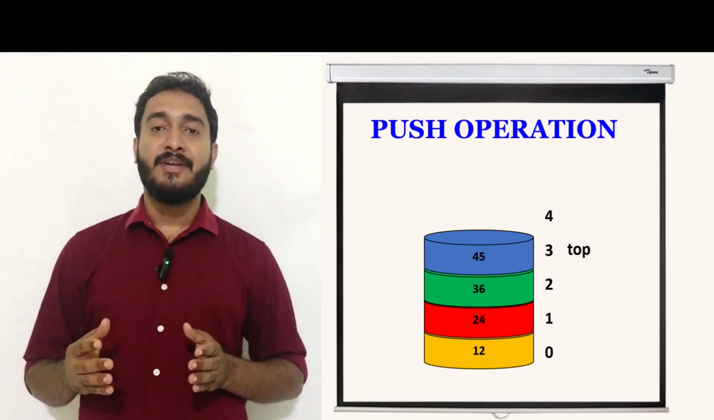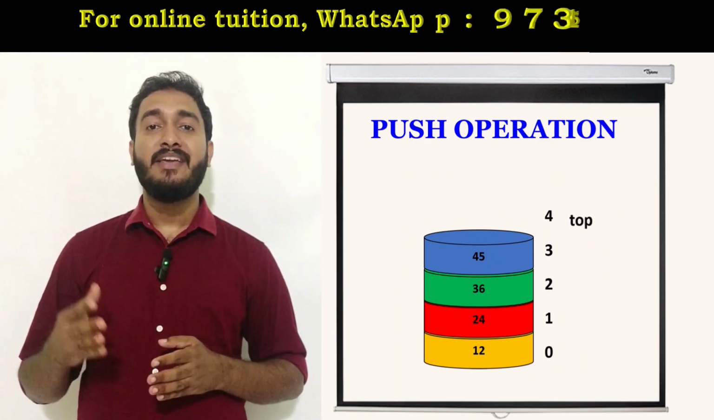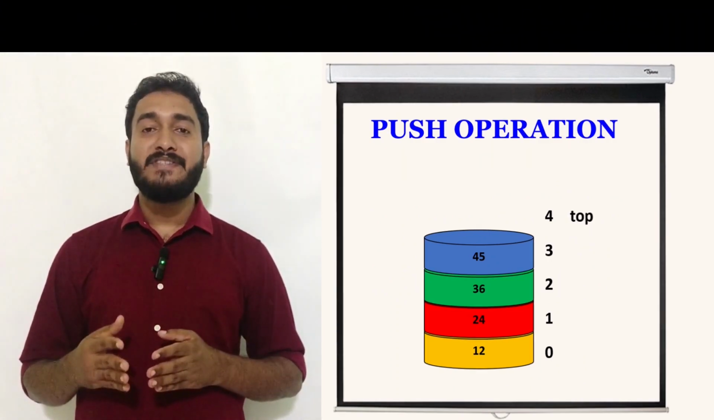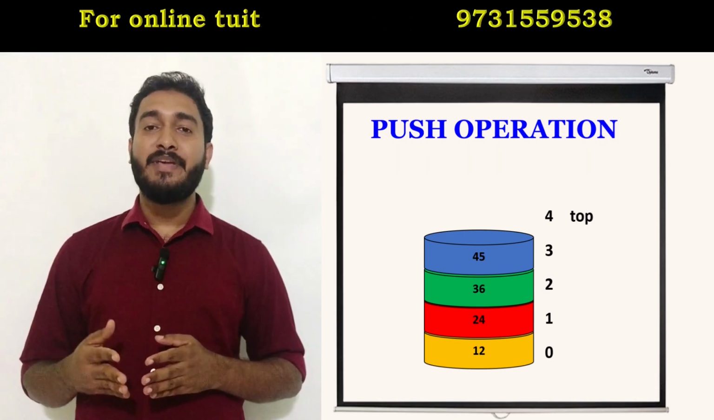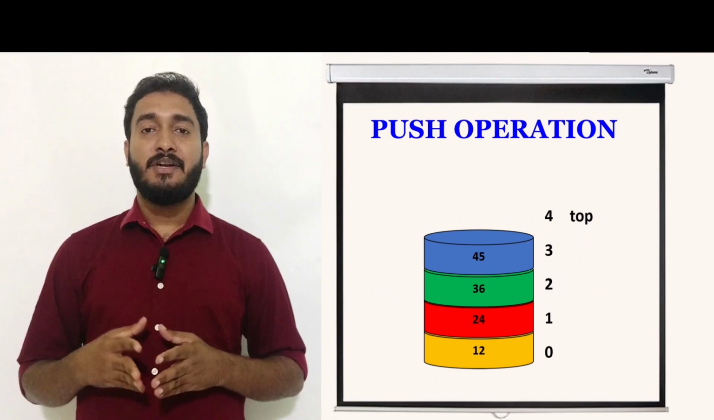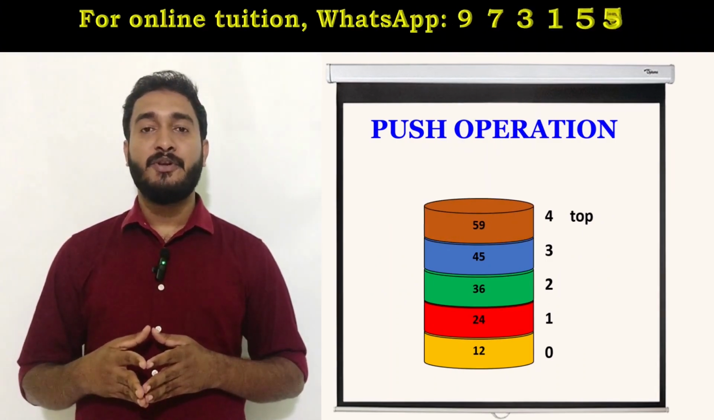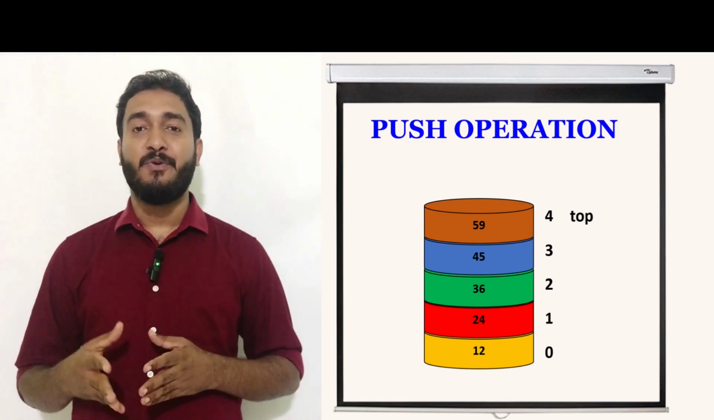So before adding the element, what should I do? I should increment the top by 1. Now top is incremented by 1. Now top became 4. Now I can add one more element. Now I am adding 59 to the stack at 4th position because the value of top is 4.